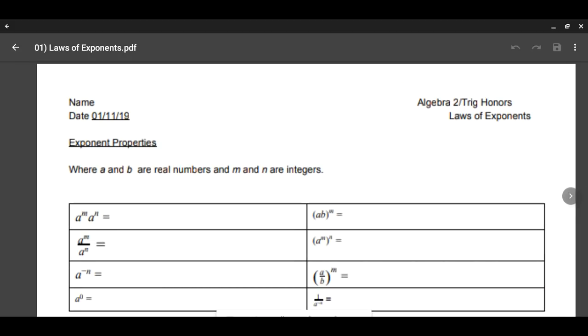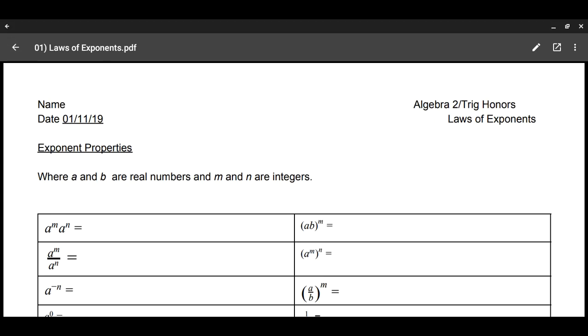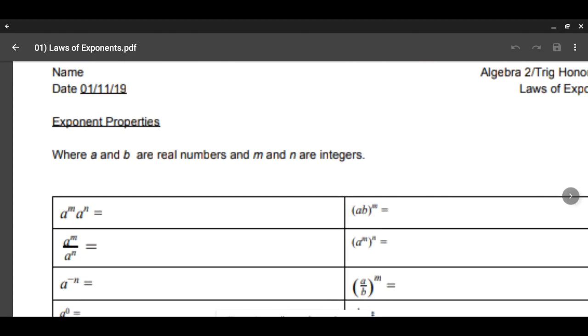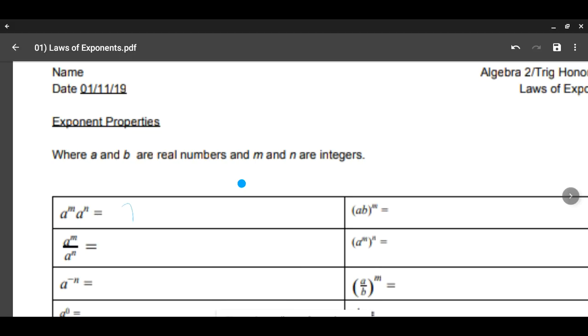So remember, we use these properties when a and b are real numbers. Those are our bases, and we also want to have integer exponents of m and n. So here, when we're looking at this, these are the same bases, so we could add their exponents, so it's a to the m plus n. Here, it's the same bases, but we're dividing, so we subtract exponents, a to the m minus n.